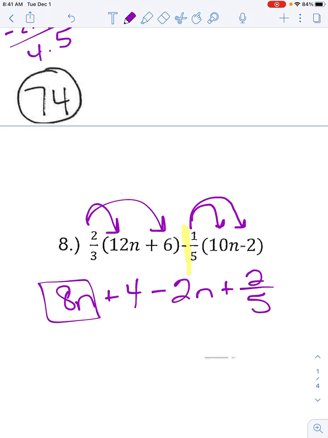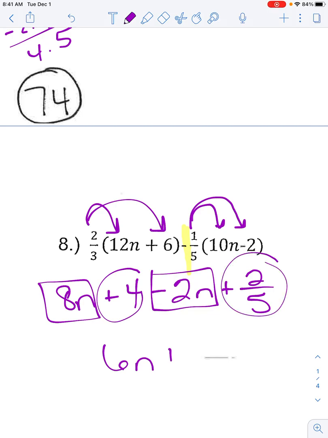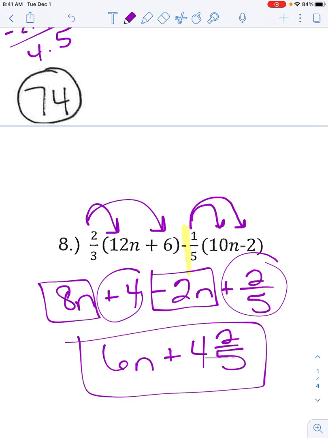When I combine like terms, I have 8n minus 2n, which is 6n, and then 4 plus 2/5, a whole number and a fraction, just put them together to make a mixed number, is a positive 4 and 2/5.